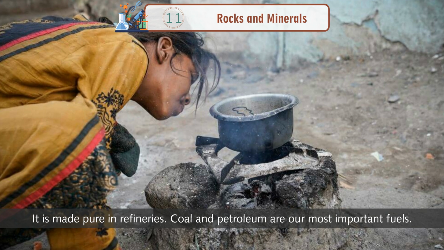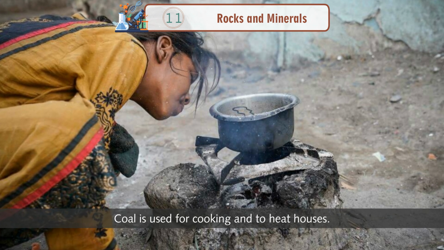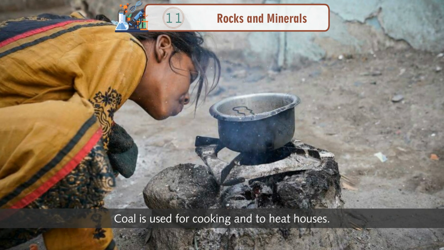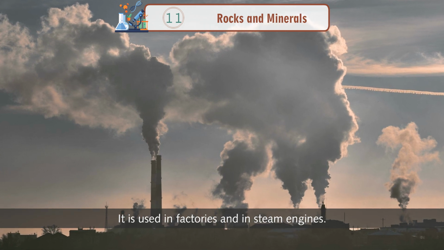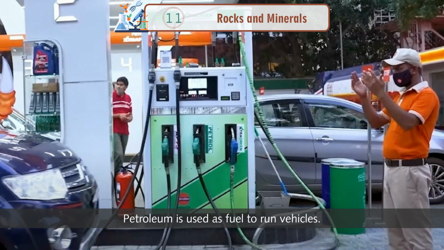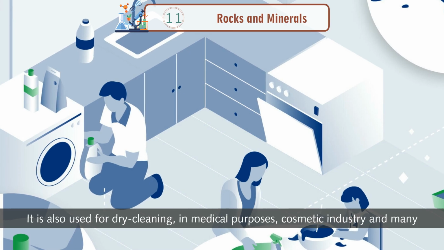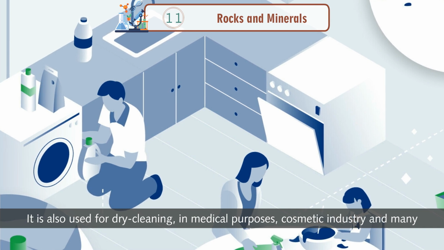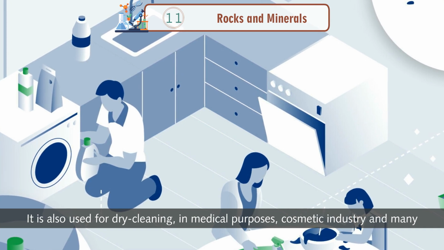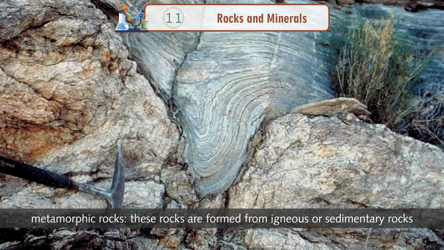Coal and petroleum are our most important fuels. Coal is used for cooking and to heat houses. It is used in factories and in steam engines. Petroleum is used as fuel to run vehicles. It is also used for dry cleaning, in medical purposes, the cosmetic industry, and many other places.